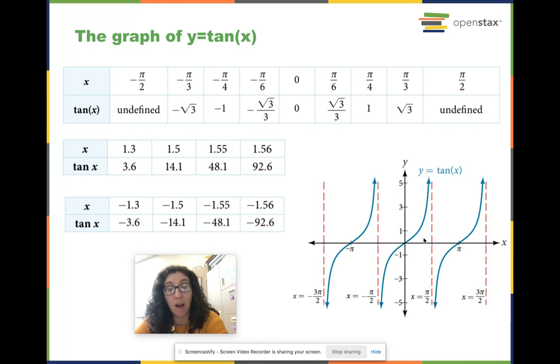And it has period pi, right? It goes from negative pi halves to pi halves. So period pi. So we could take a stamp of just this one little tangent piece, and we could stamp it going on forever in both directions, right? So this is what our tangent graph looks like.